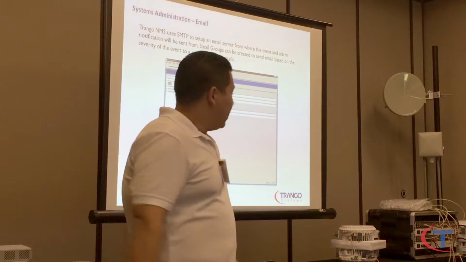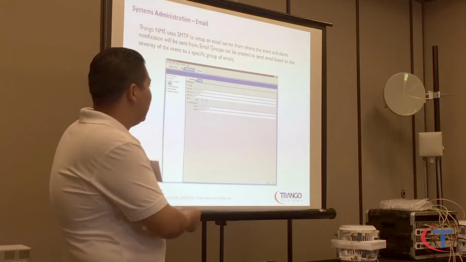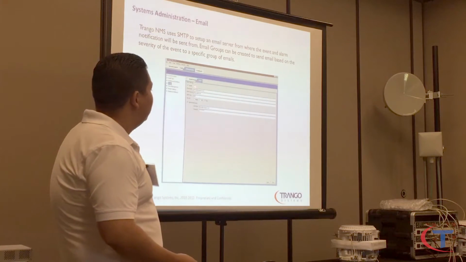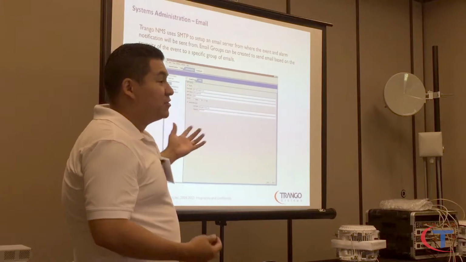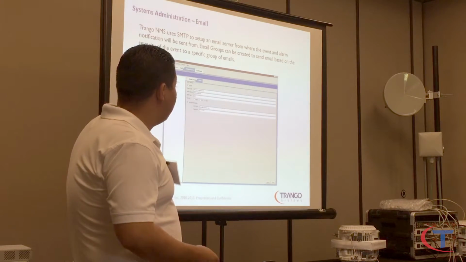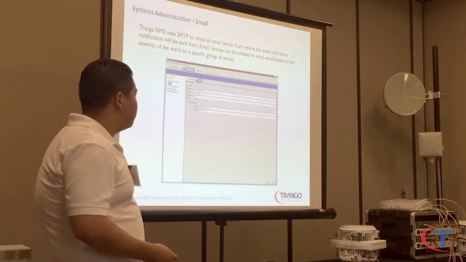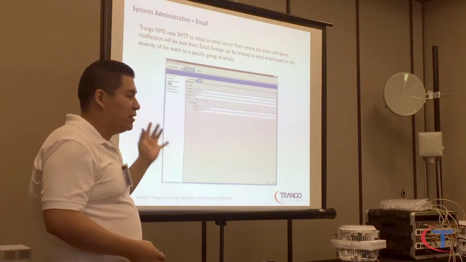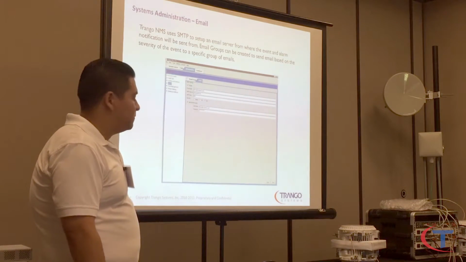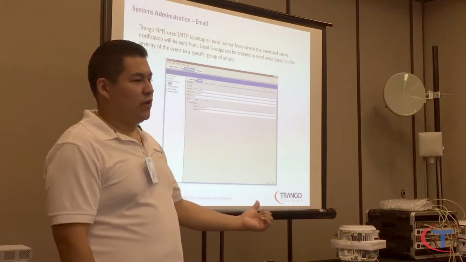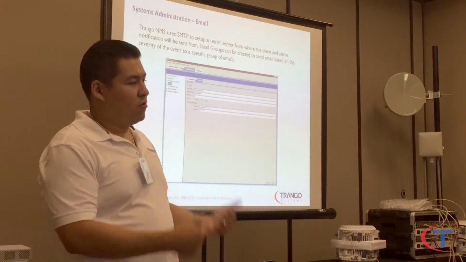Right. So now for your email settings. Again, really simple. SMTP. Email address from where the emails are going to come from, and then your SMTP server, and the port, and then the actual email of the server itself. I would recommend having one specific for Trango, so then you know the alarm came from only the NMS.